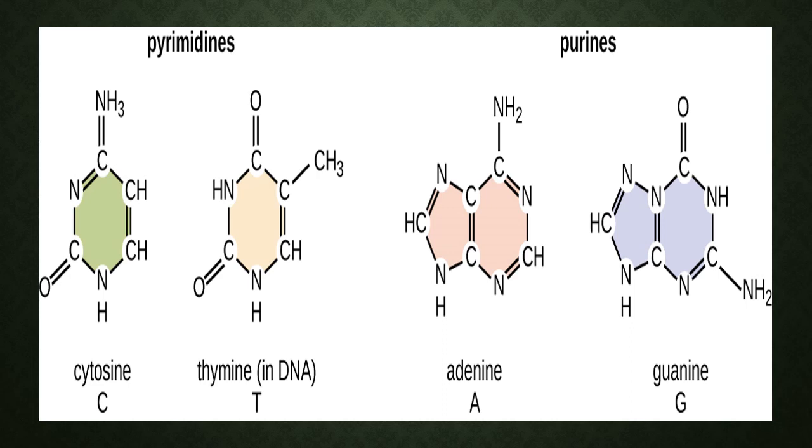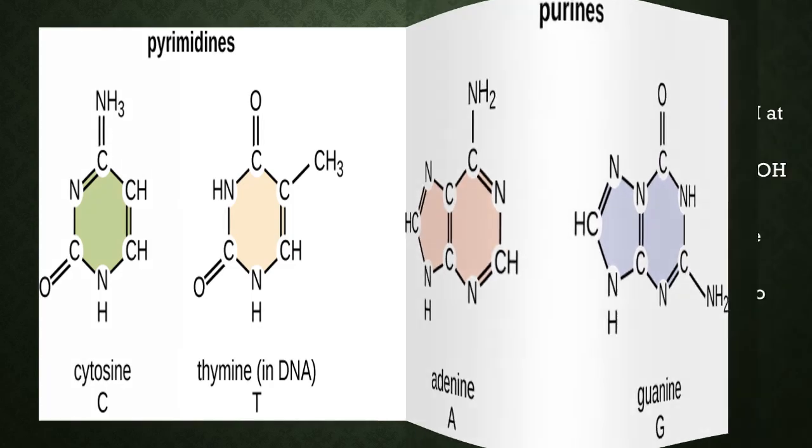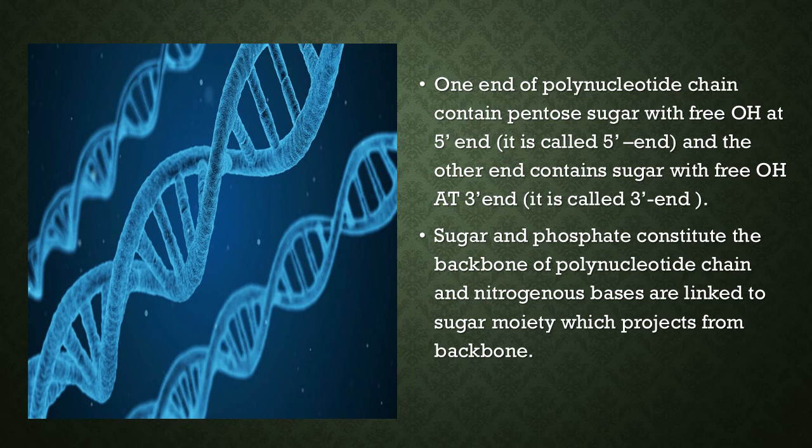Pyrimidines include cytosine and thymine, and purines include adenine and guanine in the DNA structure. One end of the polynucleotide chain contains pentose sugar with a free OH at the 5' end, called the 5' end, and the other contains sugar with a free OH at the 3' end, called the 3' end. The sugar and phosphate constitute the backbone of the polynucleotide chain, and the nitrogenous bases are linked to the sugar moiety, which projects from the backbone.